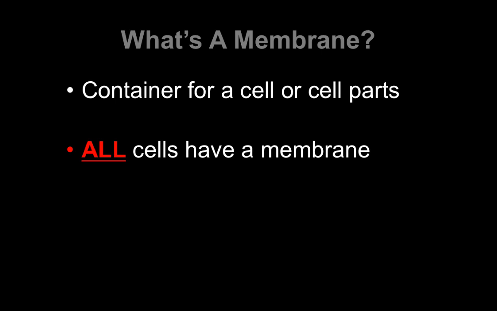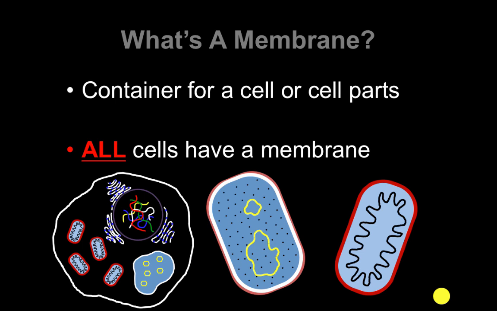Every single cell there is has a membrane. So here's some examples. The white line around the outside, that's a cell membrane. The next picture shows a prokaryote, which has a membrane, and the third picture is a mitochondria, which is a cell part that has its own membrane. So all three of these things have membranes, and the membranes help contain them.